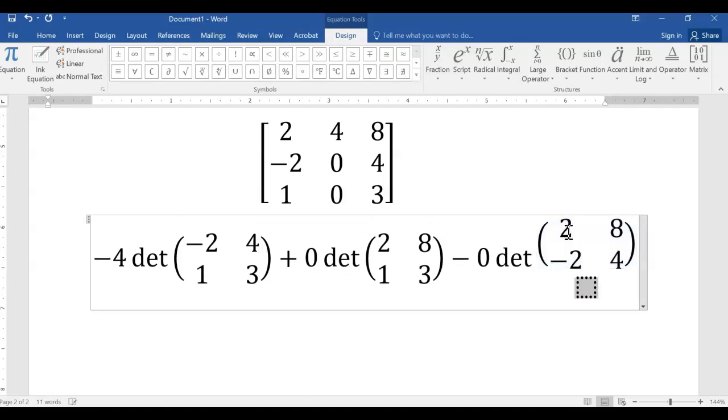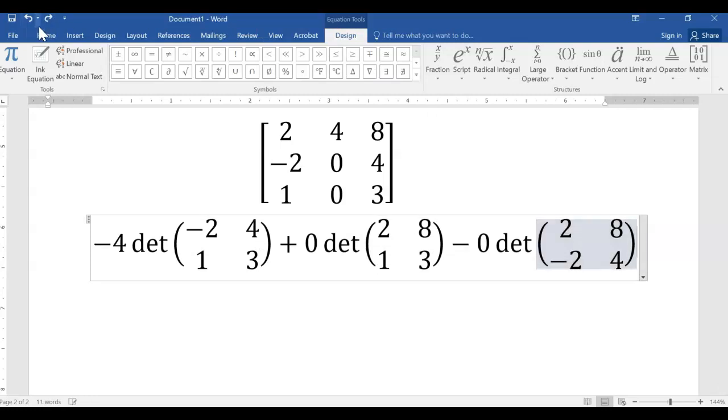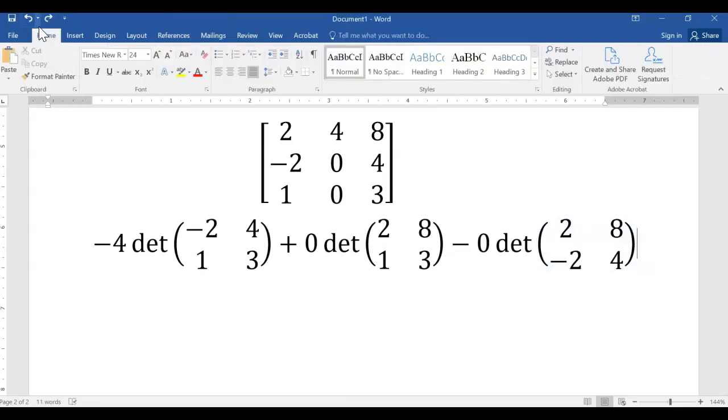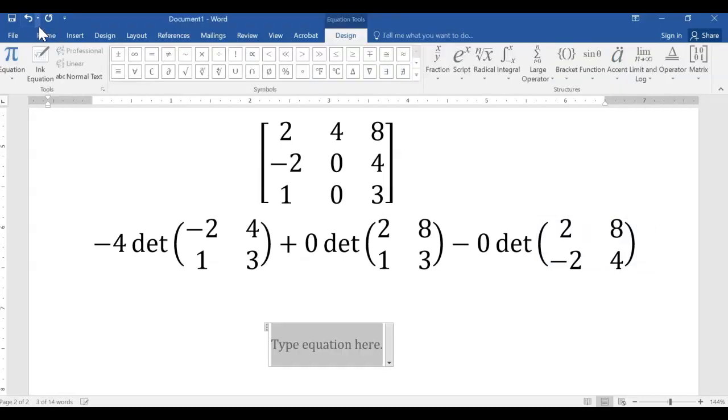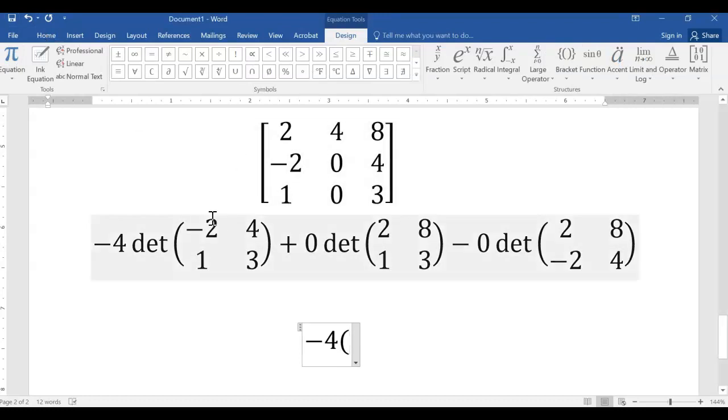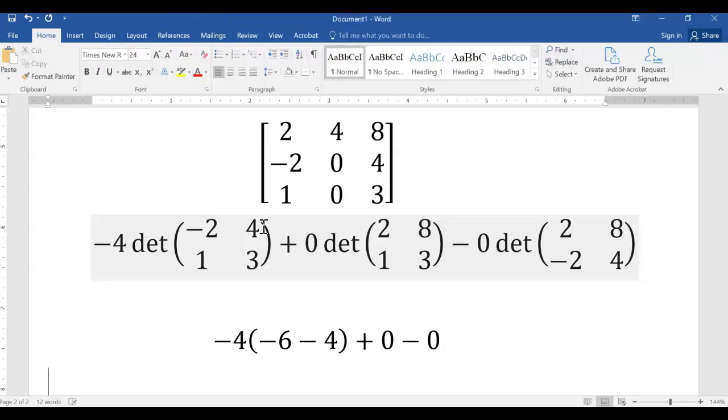All right. Again, this one's one of those nice ones in that 0 shows up twice. So we're ending up with negative 4 times, this will be negative 6 minus 4 plus 0 minus 0. All right. So negative 4 times a negative 10 gives us a 40.